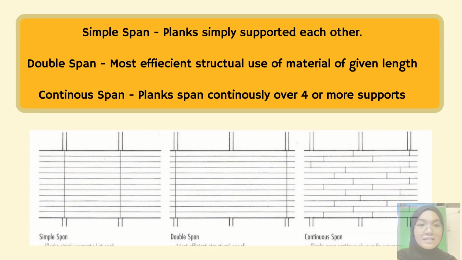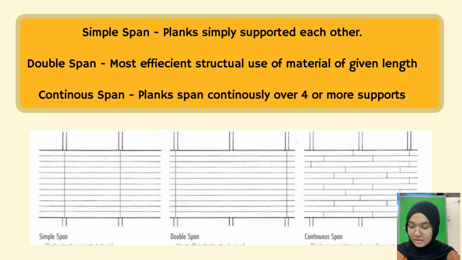And these are the types of spans that are used in wood decking. The first one is simple span. The planks are simply supported at each end and have the most deflection under given loads.